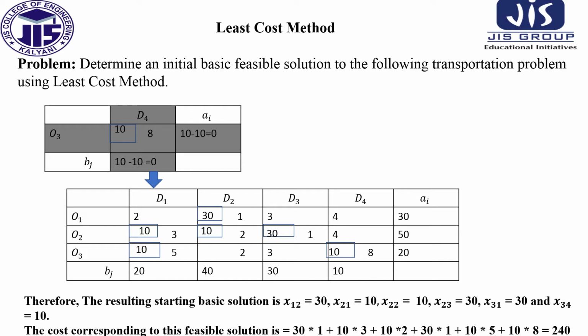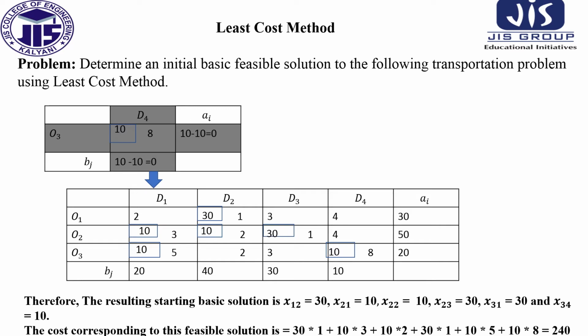So the total number of allocations here is 1, 2, 3, 4, 5, 6. And what are these allocations? X12 equal to 30, X21 equal to 10, X22 equal to 10, X23 equal to 30, X31 equal to 10, and X34 will be 10.